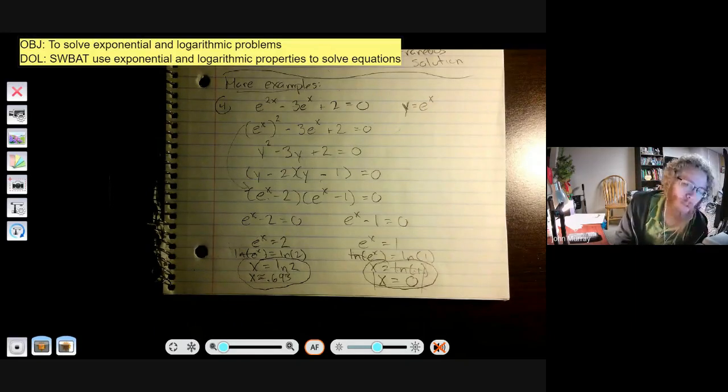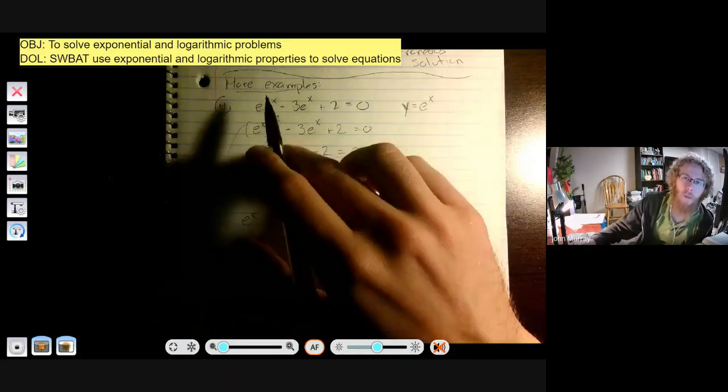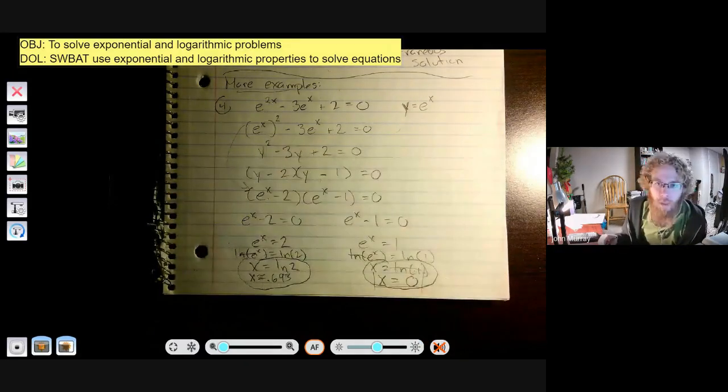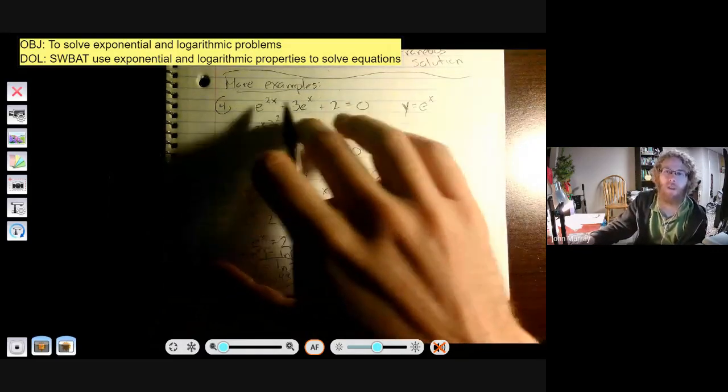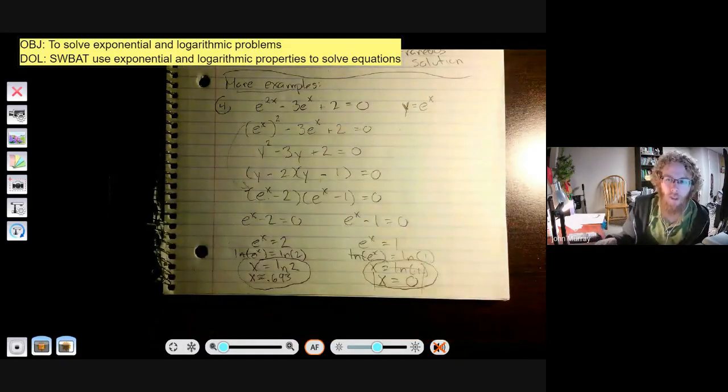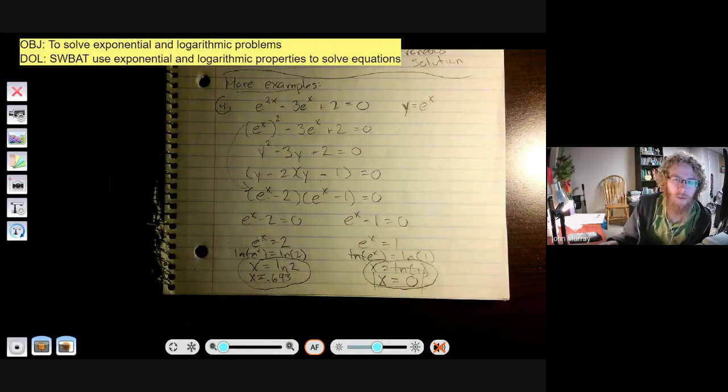And for exponentials, we don't really have to worry about plugging back in to find extraneous solutions because our domain is all real numbers, right? I can plug anything into x up here. There's no restrictions. So it's okay that I got 0. It's okay that I got a low decimal. Even if I had a negative, that would be fine.